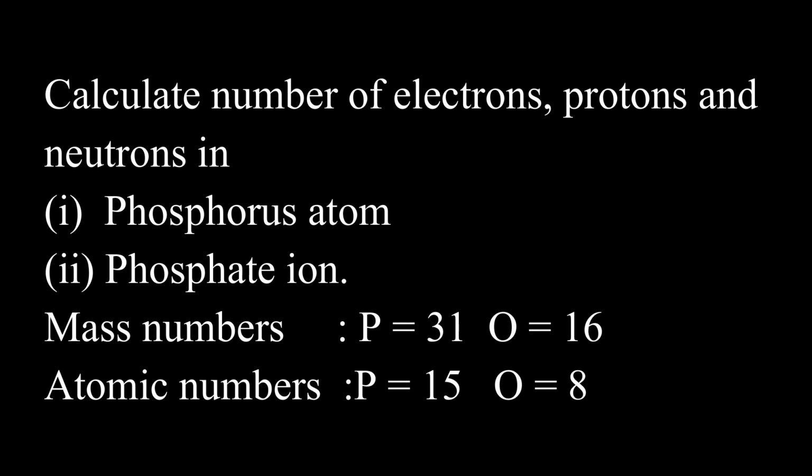Look at this question, guys. Calculate the number of electrons, protons and neutrons in phosphorus atom and phosphate ion. We should calculate the number of electrons, protons and neutrons present in the phosphorus atom and phosphate ion. Let us find out the answer.